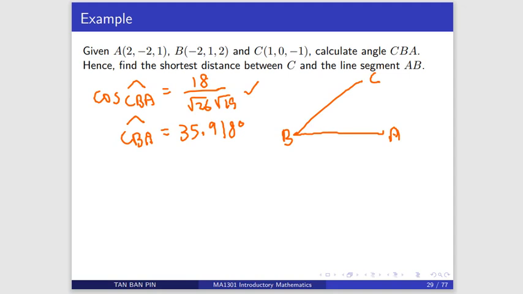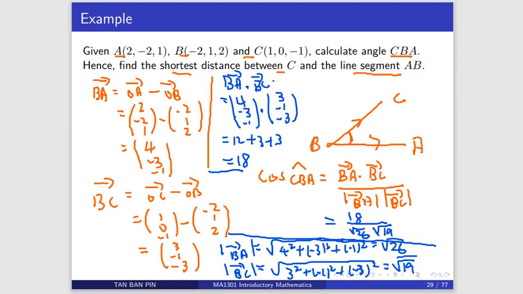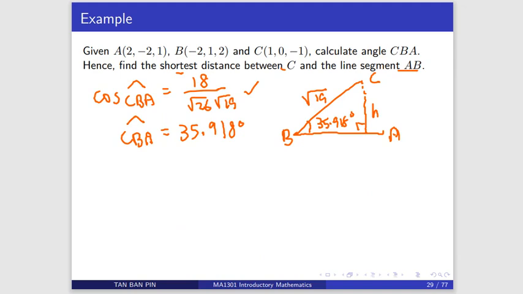So to find the shortest distance from C to the line segment AB, you drop a 90 degree line down. So h will be the shortest distance. And this angle will be the 35.918 we just found. And BC, right? BC is the length of vector BC. The length of vector BC we have just found is square root 19. So this is square root 19.